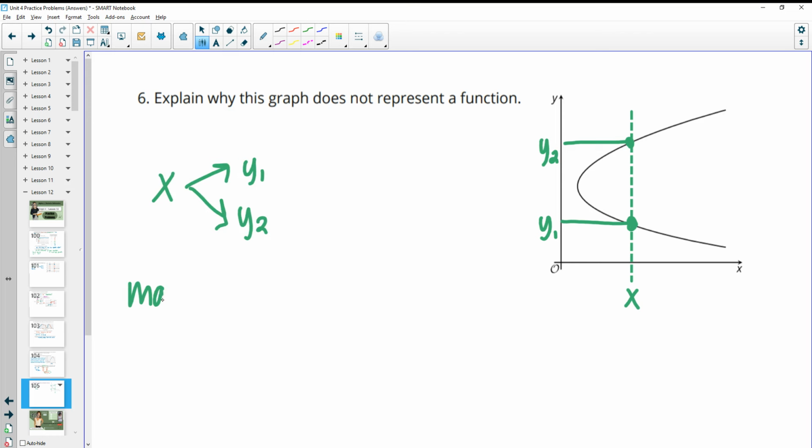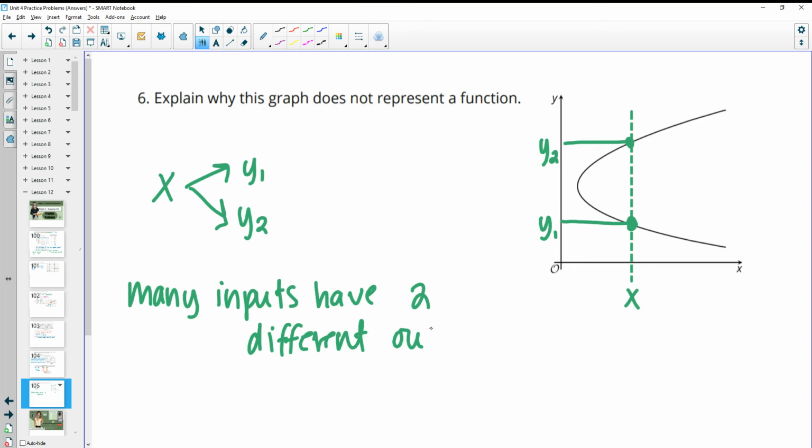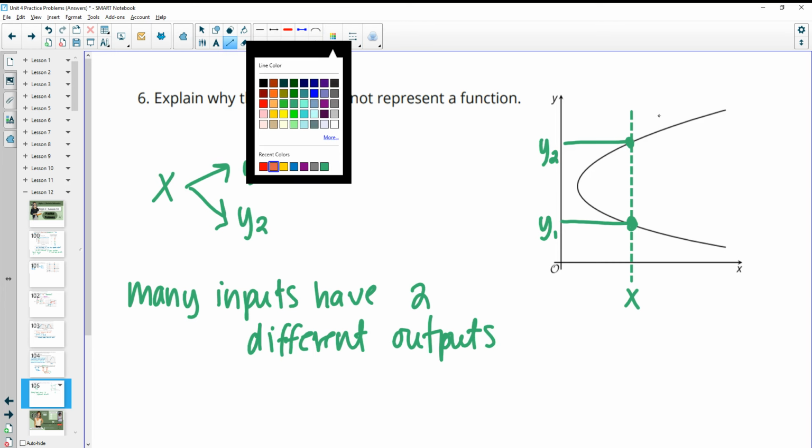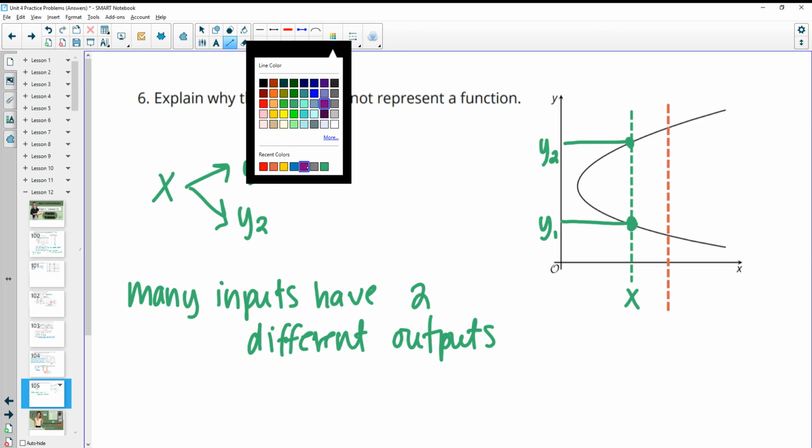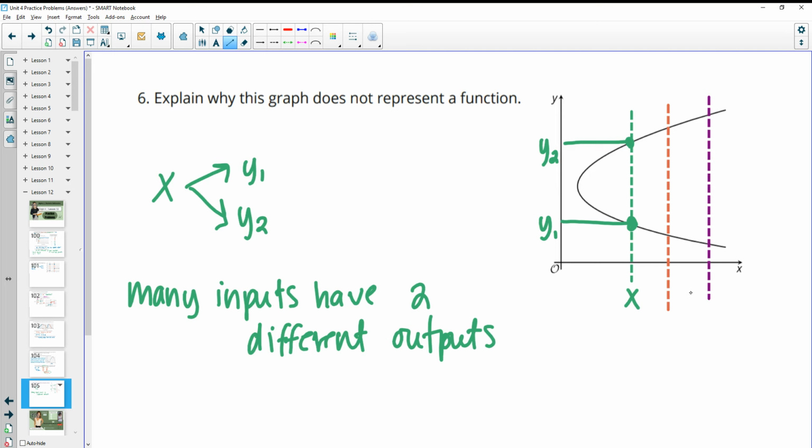So many inputs have 2 different outputs. Because I just marked one of them, right? But you could mark lots of them. So everything except for kind of this one point has multiple output values. So not a function. Each input has to have exactly one output, not multiple.